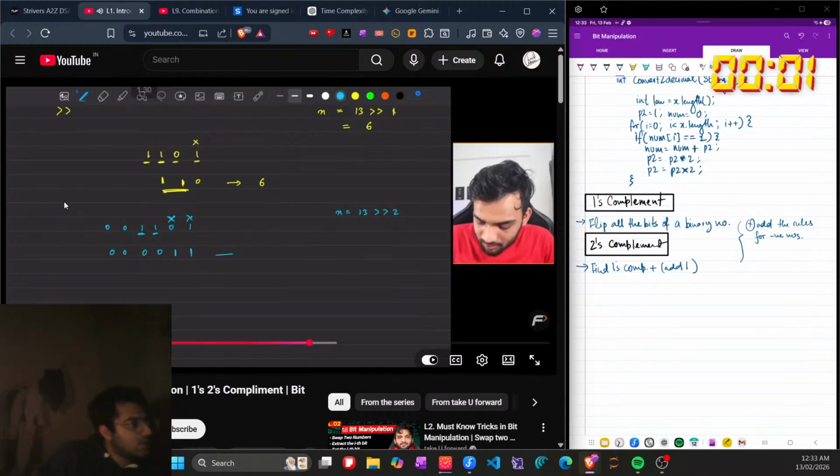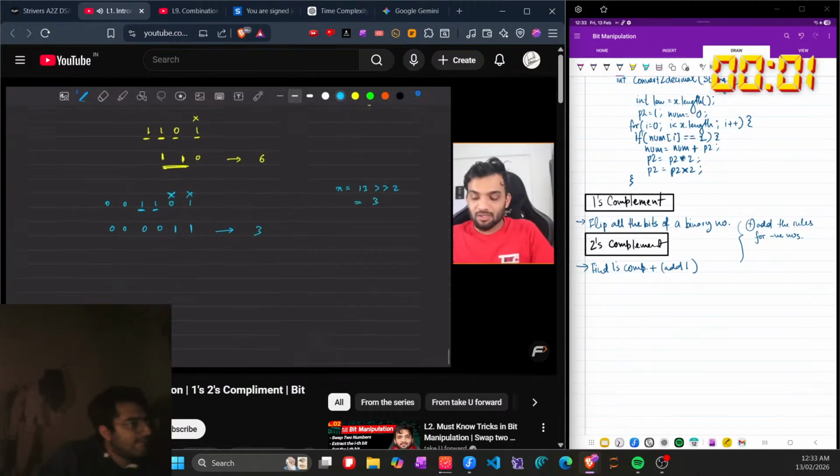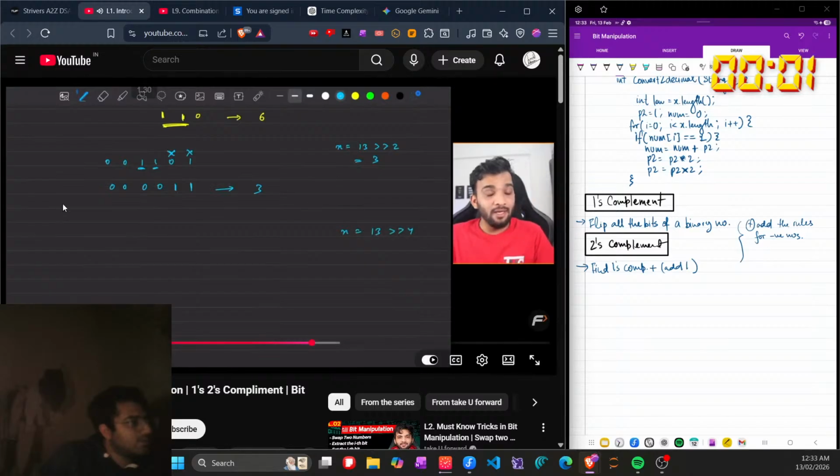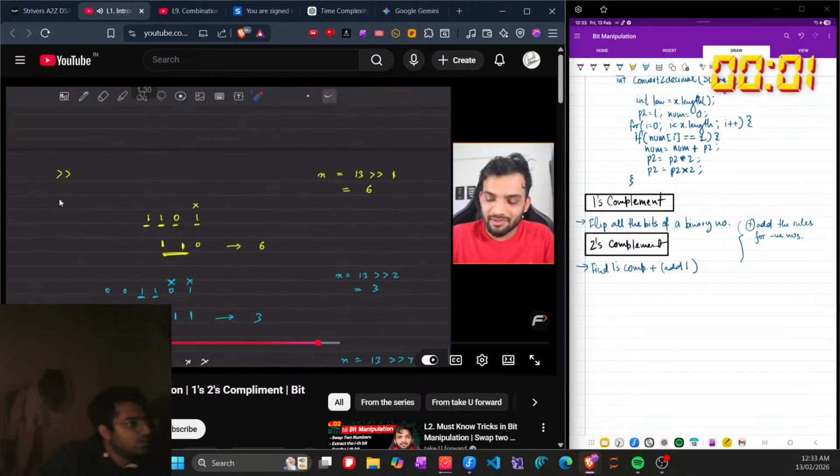So what's this number? This number is 3. Again, keep in mind that this number is 3. I can probably say x equal to 13 right shift of 4 as well. If I say that, what will happen? The bits will go off. This 0 will be... There is a very simple formula to get this value.